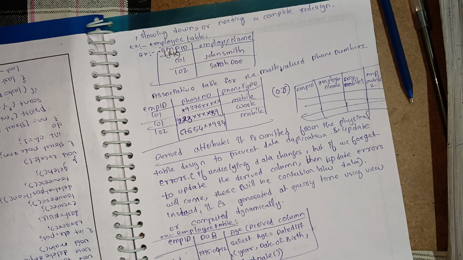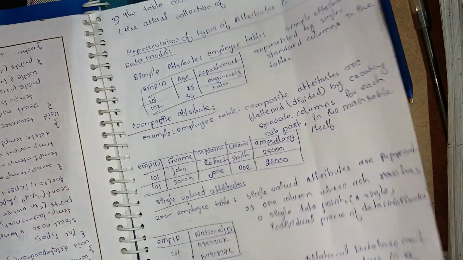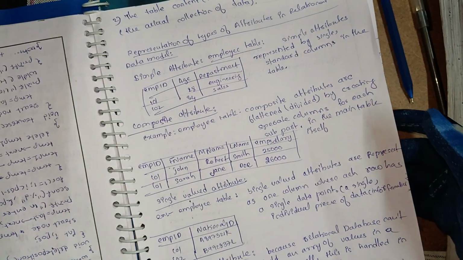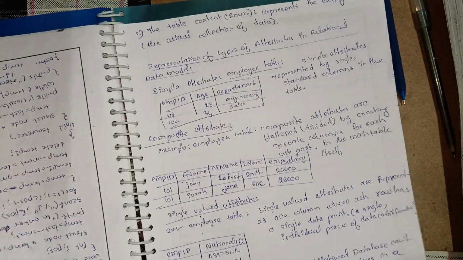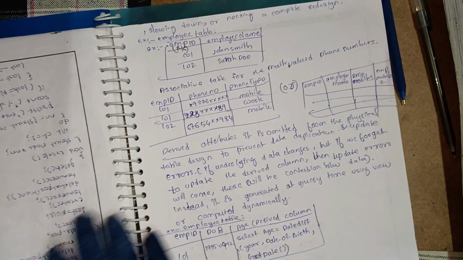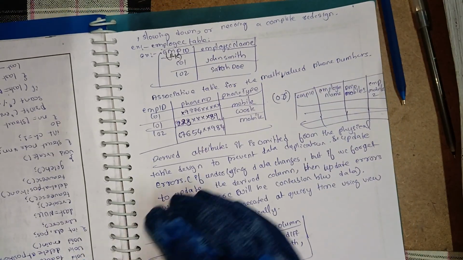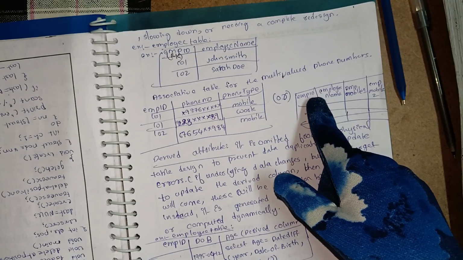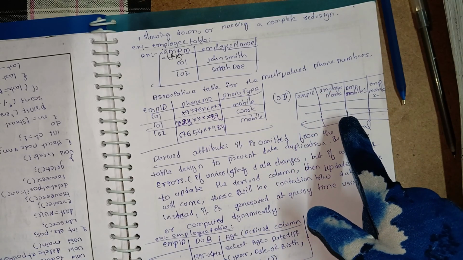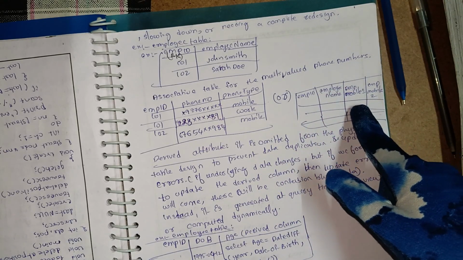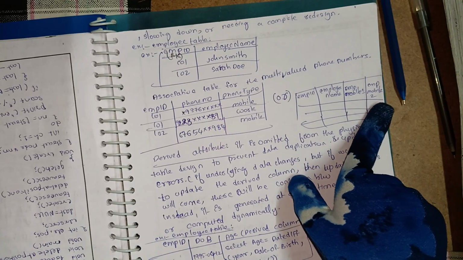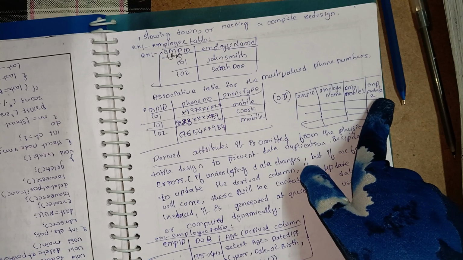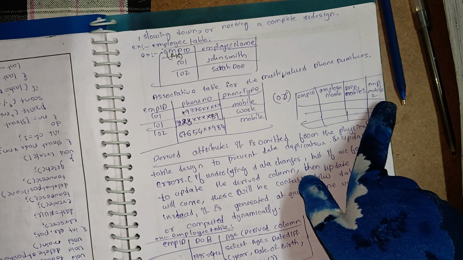And in the second method, we are creating repeated columns, like email 1, email 2, in the main table. So we have taken a mobile number example now. Here, in the main table itself, we can include employee mobile number 1, employee mobile number 2, like this.